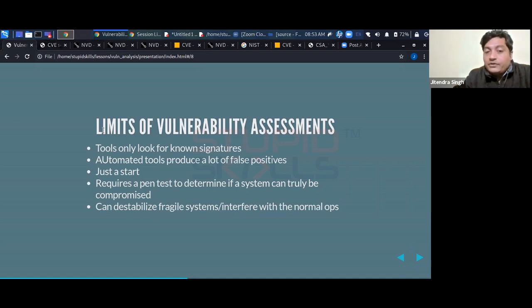You will have to perform a penetration test to determine if that particular system for which a vulnerability is reported can actually be exploited. Some of the fragile systems are also reported, and any possible interference with normal operations can also be reported in the tool. Always get in contact with IT teams, for them to allow you to do these exercises, so that it does not interrupt other BAU activities, like business as usual.